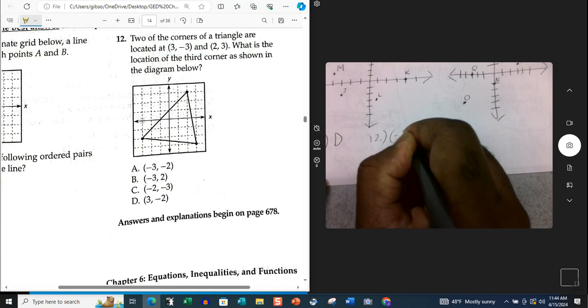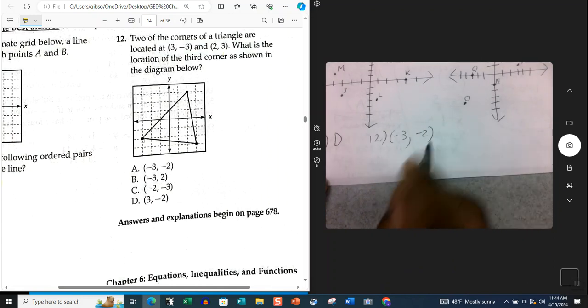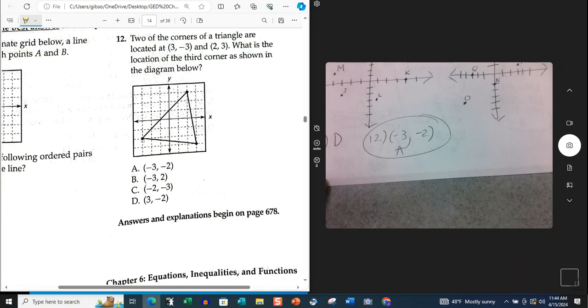So we know we had -3. And then we would have to go down 1, 2. So then that would be -2. So our answer here is -3, -2, which is A.